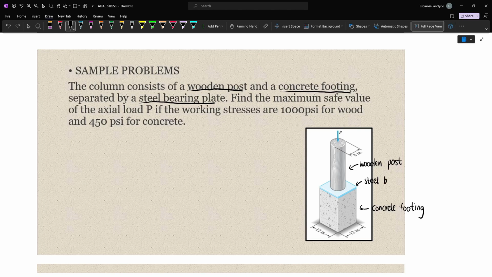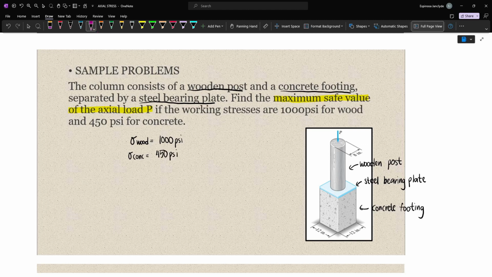Now, in this problem, we have two considerations. We have to solve P in terms of the wood, and then we have to solve another value of P in terms of the concrete, and then we are to choose which of those values will be safe. Our allowable stress for the wood is 1000 psi, and then for concrete, it's 450 psi.